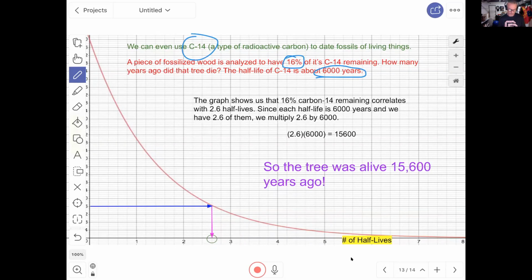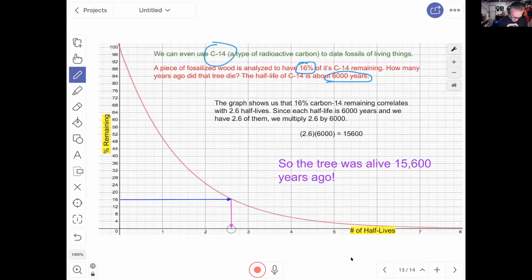So what do we do? Well, it looks like we need to go to our graph and figure out where 16% is. Well, 16% is right here. It's pretty easy because it's right on the graph. And if you follow it over, you'll see it hits the curve right here. That corresponds to 2.2, 2.4. That must be 2.6 half-lives, right?